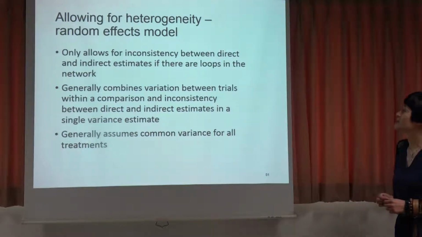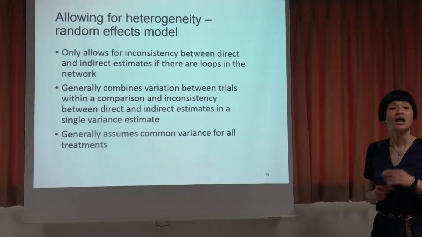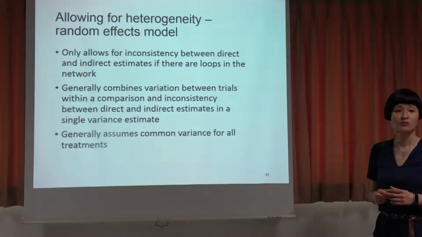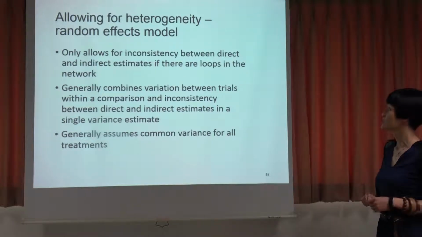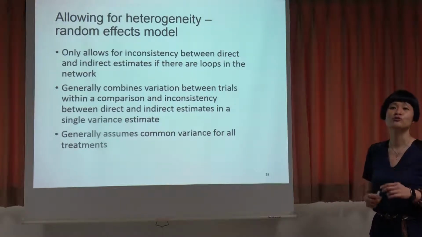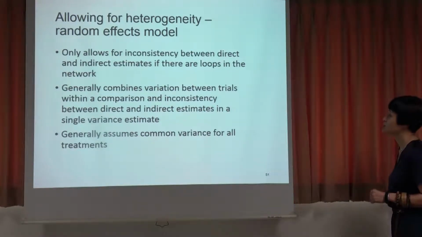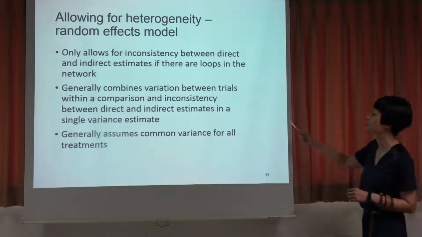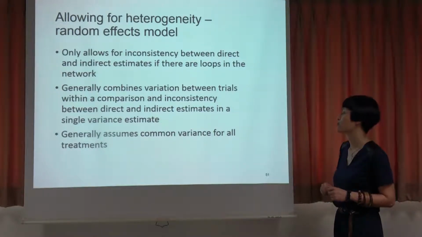To allow for heterogeneity, we can use a random effects model in network meta-analysis. Like pairwise meta-analysis, you can run fixed and random effects models based on the underlying hypothesis that we talked about last week. But remember, the random effects model only allows for inconsistency between direct and indirect estimates if the loops exist in the network. And it combines variation between trials within a comparison and inconsistency between direct and indirect estimates in a single variance estimate. It generally assumes common variance for all treatments.